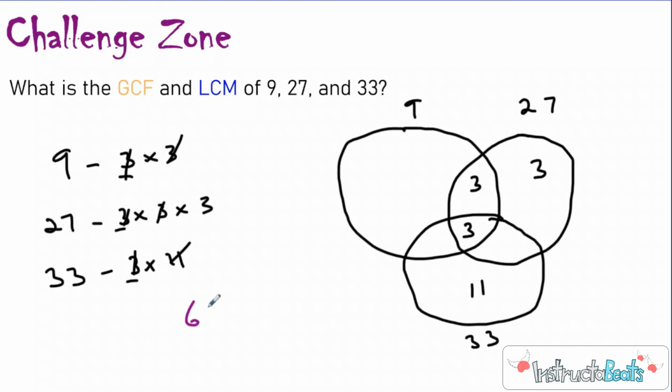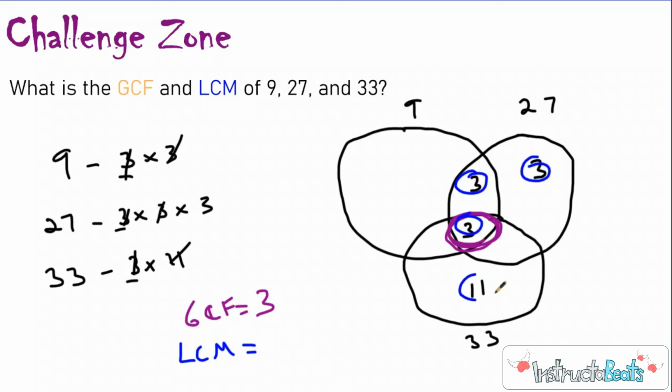So to find the greatest common factor, I need to look at the part of my Venn diagram that they all had in common and multiply those together. But if there's only one, like right here, 3 was the only number they all had in common, so 3 is my greatest common factor. My least common multiple, I'm going to follow the same rule. I'm going to multiply all the numbers that I have together. So 3 times 3 times 3 would obviously be 27. And then 27 times 11 is going to make the least common multiple of all 3 of these 297.